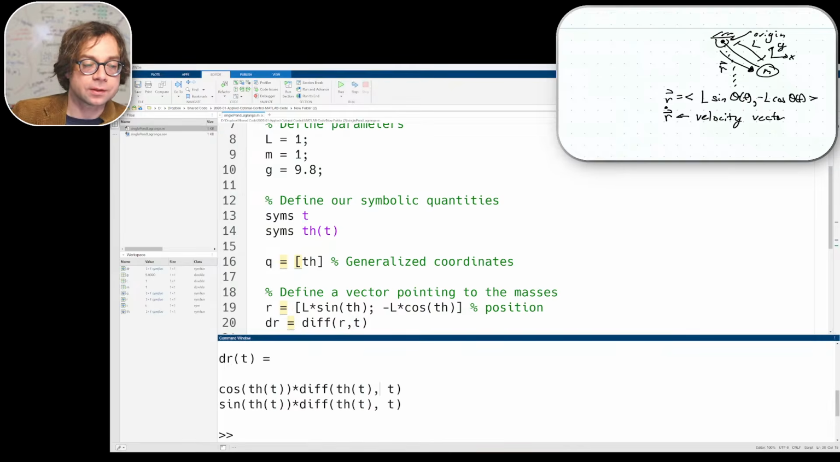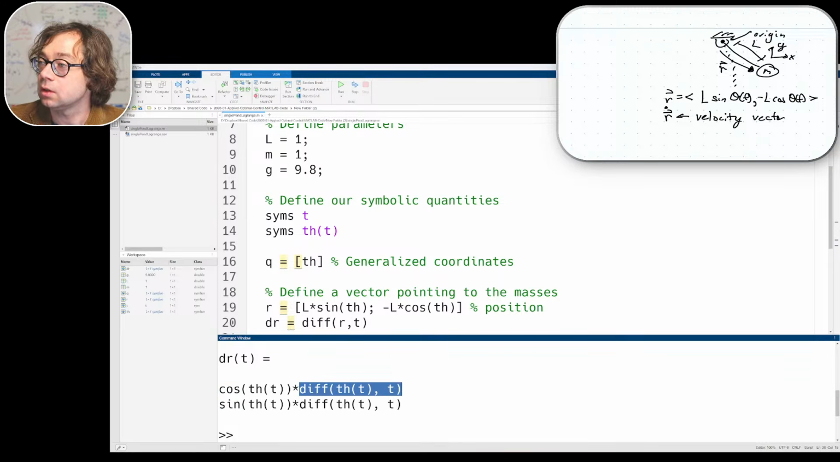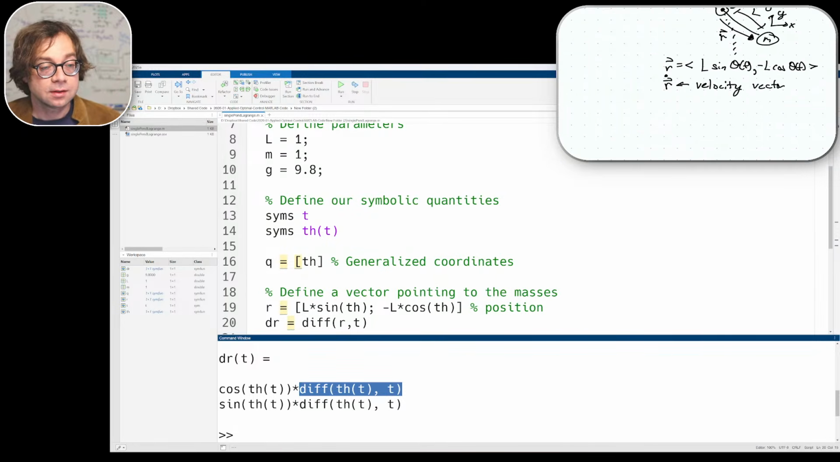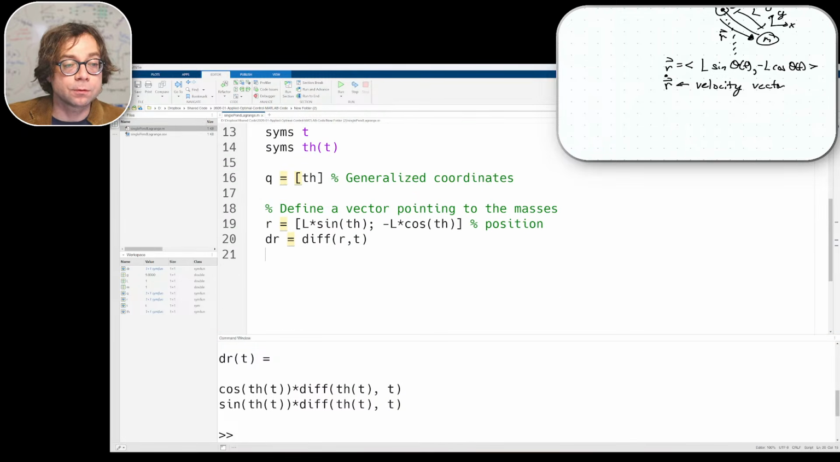And sure enough, look, the derivative of sine is cosine, and here's the chain rule. The chain rule is all figured out right there. See that? Isn't that neat? So that's pretty cool, and this is going to be really helpful for defining our energies.